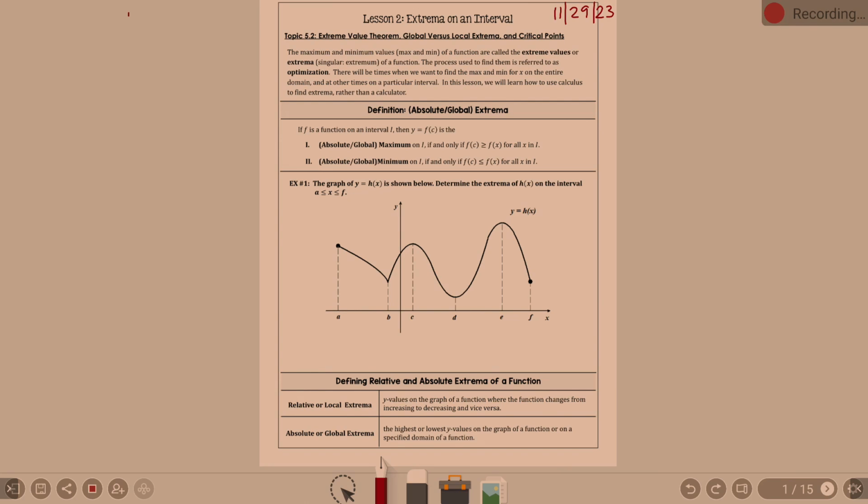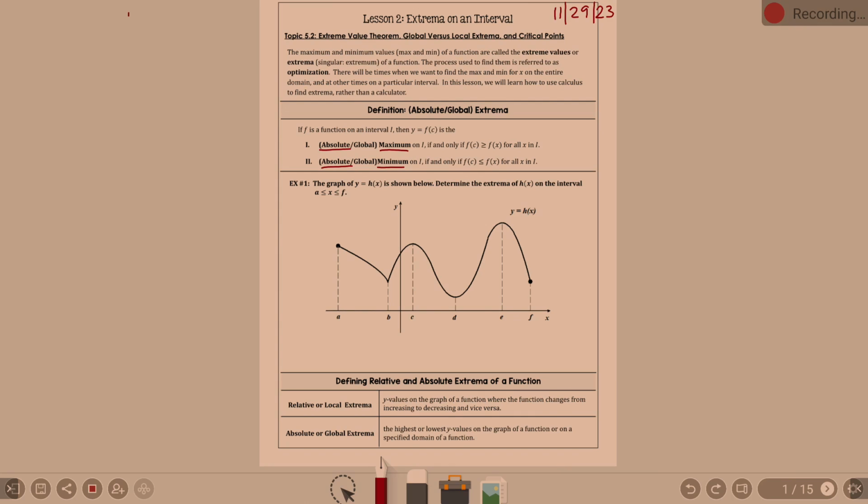A little bit of vocabulary here. If f is a function on an interval I, then y equals f of c is the absolute or global maximum if and only if f of c is bigger than f of x for all x in I. Absolute is usually the word. If it's an absolute max or an absolute min, this is all fancy speak for the absolute highest point or the absolute lowest point. There can be other mins and maxes, but they will not surpass the absolute.